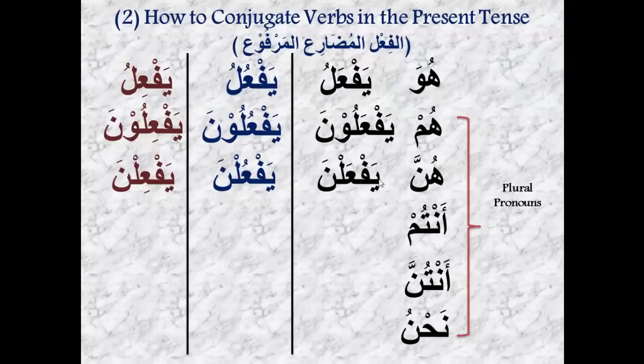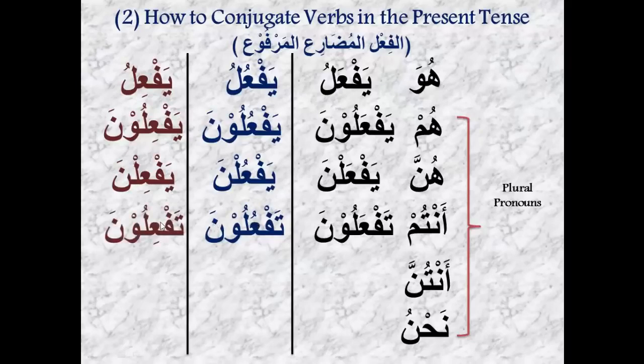Antum taf'aluna. Antum taf'uluna. And antum taf'iluna. We've changed the ya into a ta. So that's how you convert from the hum to the antum. We're switching the ya out for a ta. Taf'aluna. Next we have antunna.